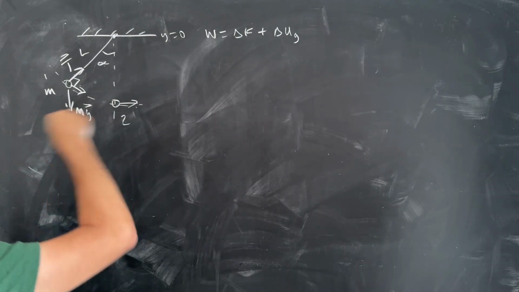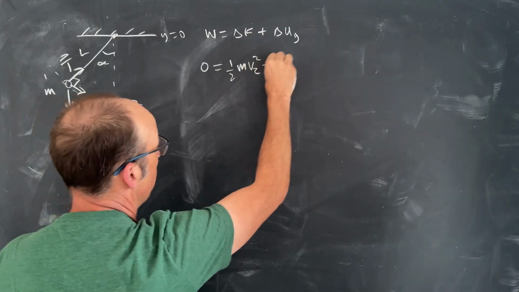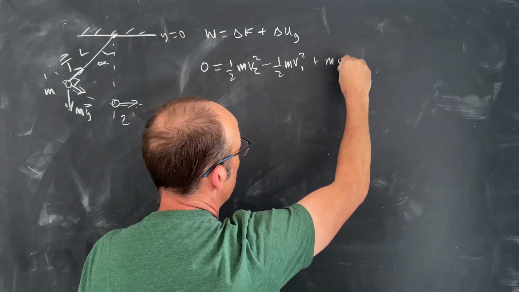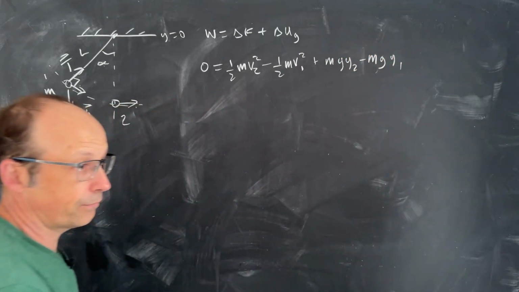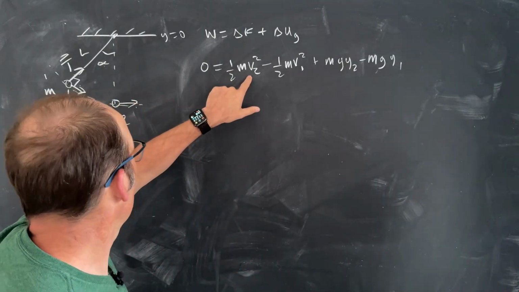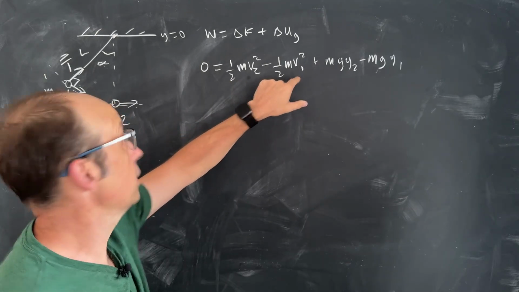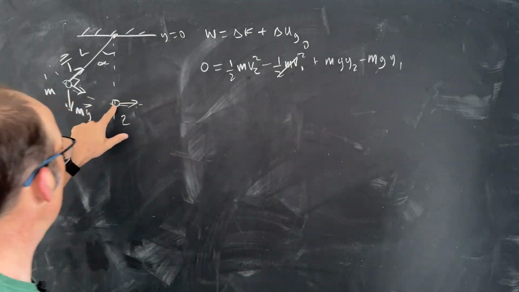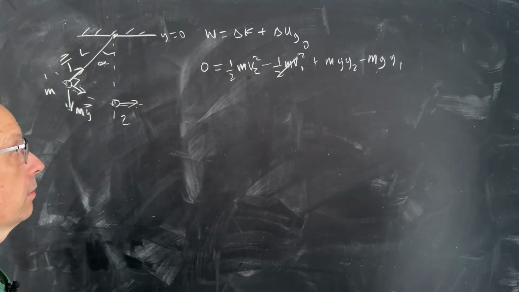So let's write down what we know. I'm going to say 0 is 1/2 m v2 squared minus 1/2 m v1 squared plus m g y2 minus m g y1. Are any of those terms 0? Well, I don't know about v2. I'm trying to find that. But I do know the initial velocity is 0, right? I've released this from rest right here, so that term's 0. Is y2 0? No, 0 is up there. Is y1 0? No. So just that one.